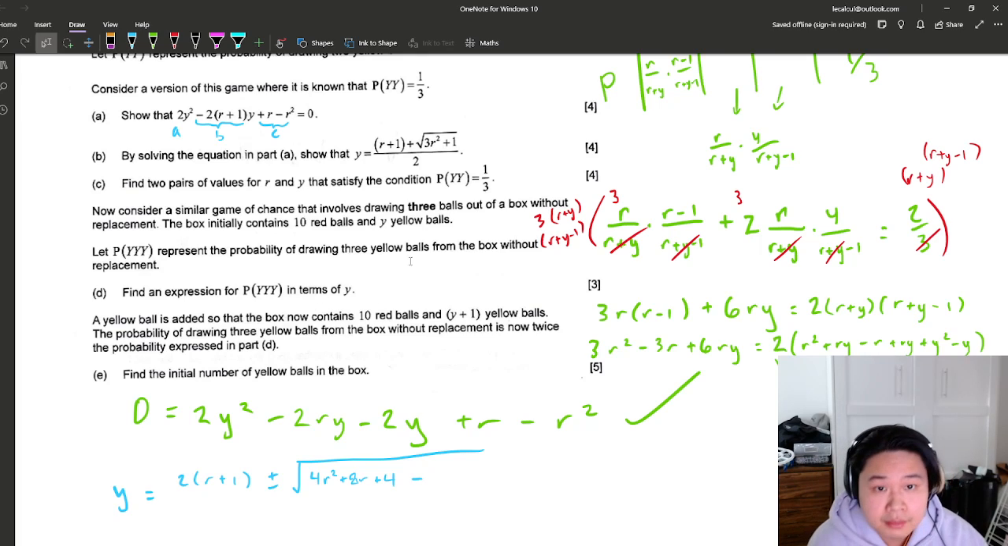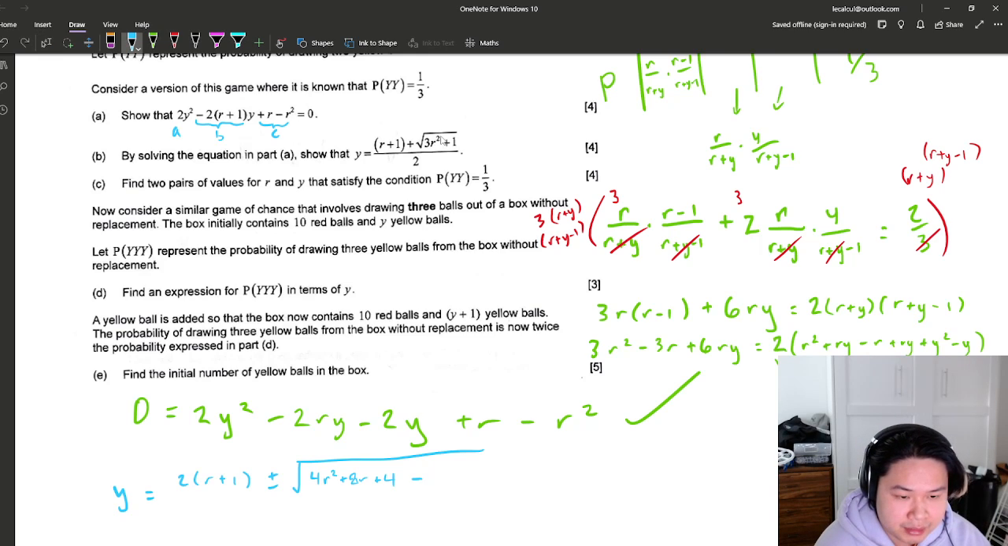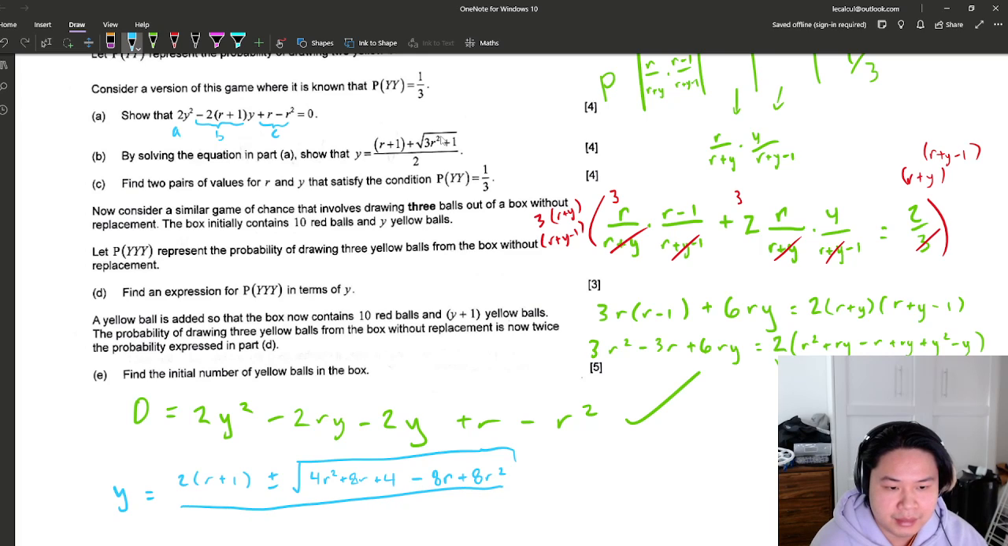Minus 4 times a times c. So 4 times a, which is 2, is 8, and then I multiply that with c, which is r minus r squared. So minus 8r plus 8r squared, divided by 2a, which is 4.